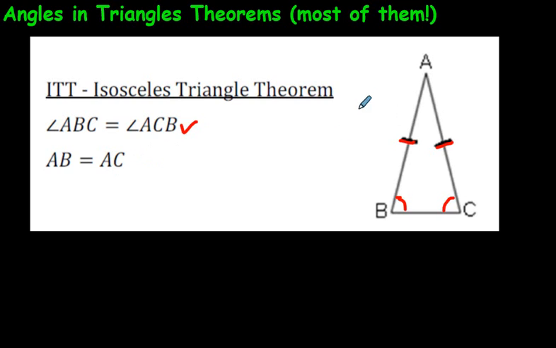And AB is also the length of AC. We already saw that there. And it's symbolized by these lines right here. Okay?